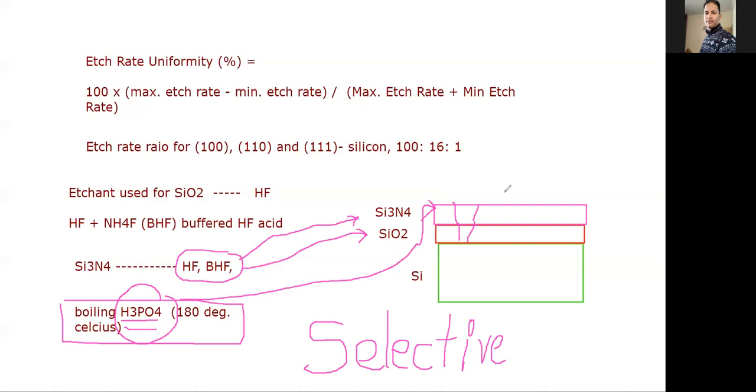Okay, so with this we will go to the next slide. I will rub all this off. Okay, so now we are familiar with the concept of selectivity.